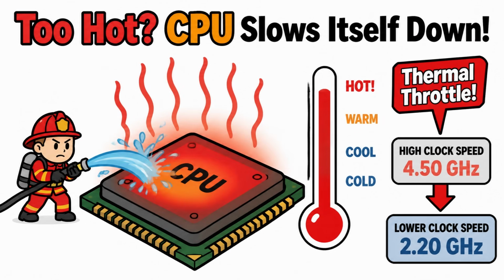Here's something fascinating that most people don't know. When your CPU gets too hot, it actually slows itself down on purpose. This is called thermal throttling. The CPU essentially says, hey, I'm overheating. I need to protect myself. And it drops its clock speed to cool down. This is why good cooling, whether it's a big heat sink, a fan, or liquid cooling, is so critical. A hot CPU is a slow CPU, even if it's spec'd for 4.5 gigahertz.